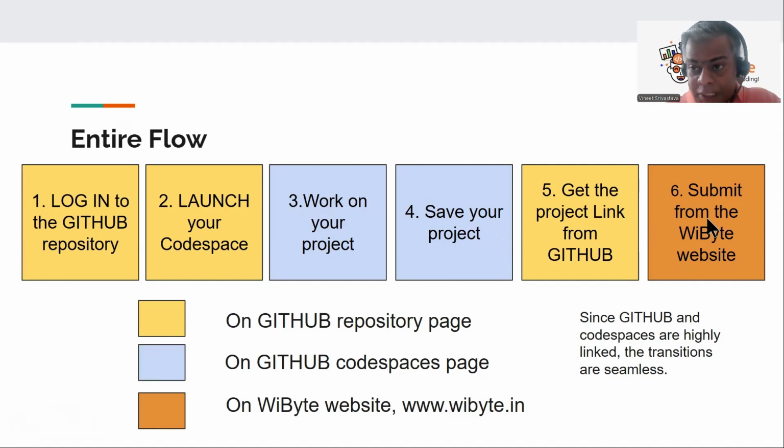Once again, the specifics of this we'll cover later, but get the big picture. That is what I was interested in right now, right? So yeah, this happens in GitHub repository. This is CodeSpaces. This is WiByte. But these two being tightly connected, the transitions are highly seamless, right?